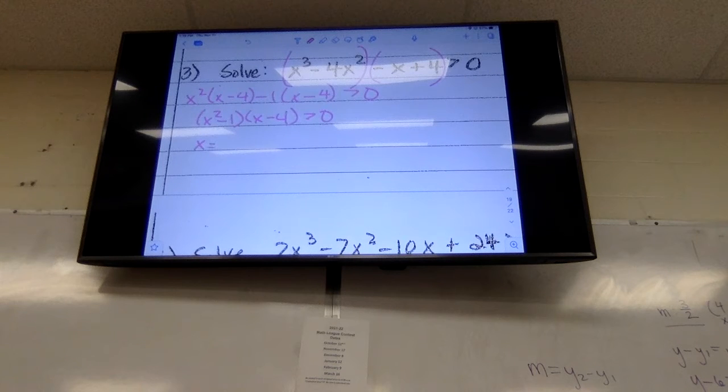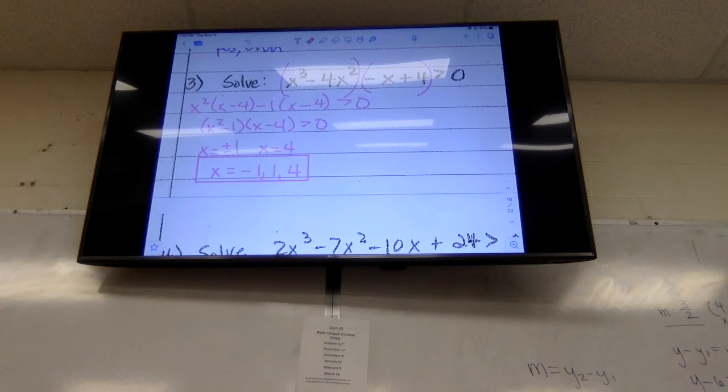Solve. Oh, x will actually equal a whole number here. It'll be positive or negative 1, and it will equal 4. So my zeros are negative 1, positive 1, 4. Questions yet? All right, now remember we have to go back and think about positive, negative, even, odd.